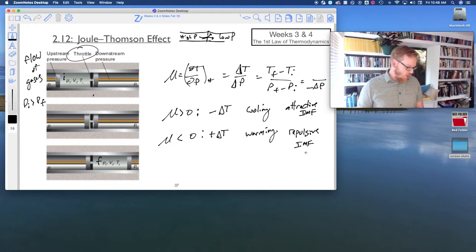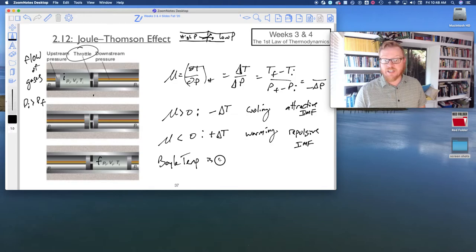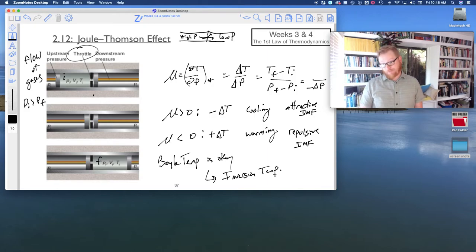Okay? And as it turns out, the boil temp is an okay predictor of this. The inversion temperature is better. I'm not going to draw up the formula for the inversion temperature, but I will define that it's typically given as Ti. The inversion temperature is the temperature at which a gas switches signs in its Joule-Thomson coefficient, and it is fairly closely related to the boil temperature, okay?